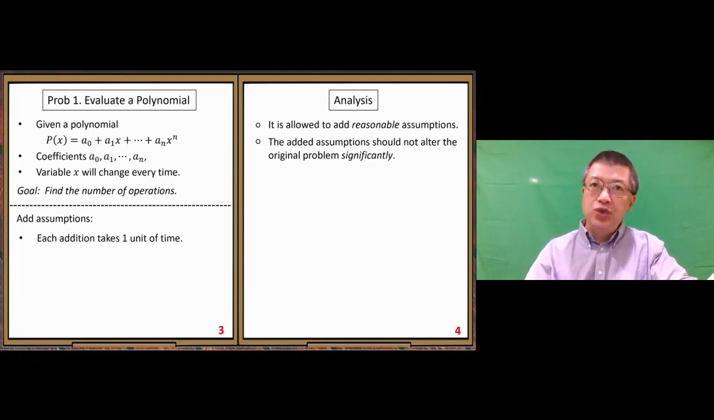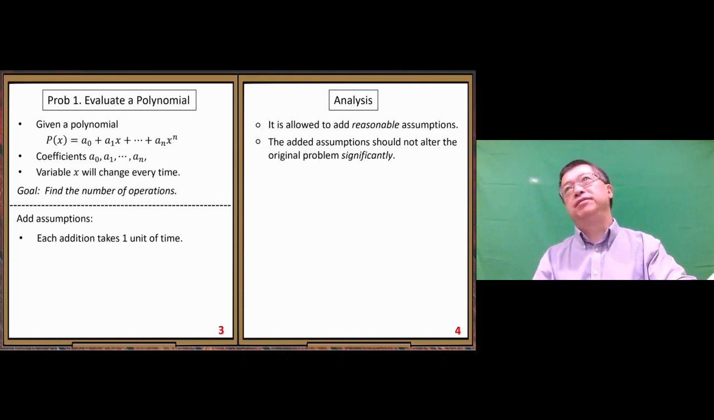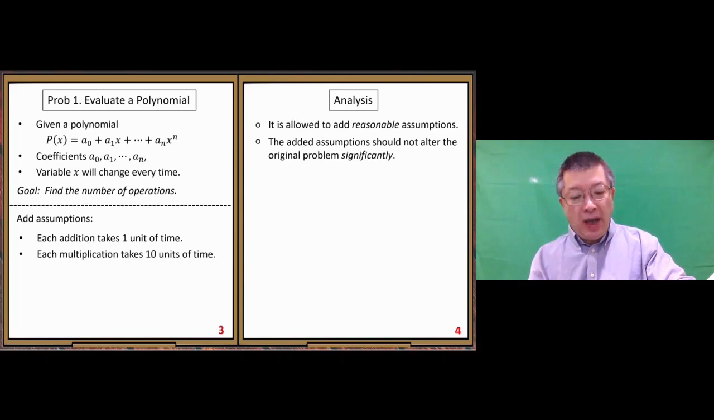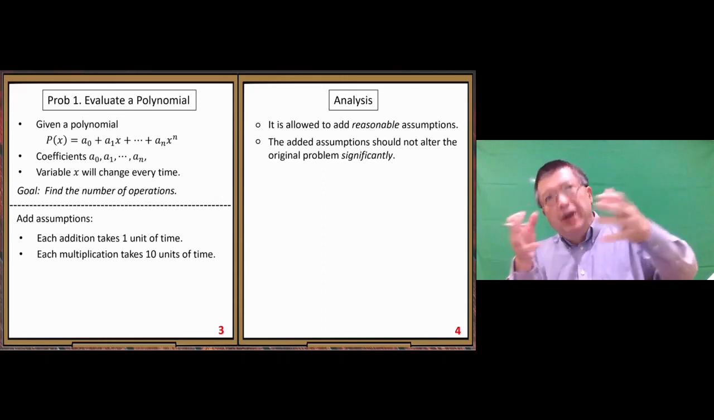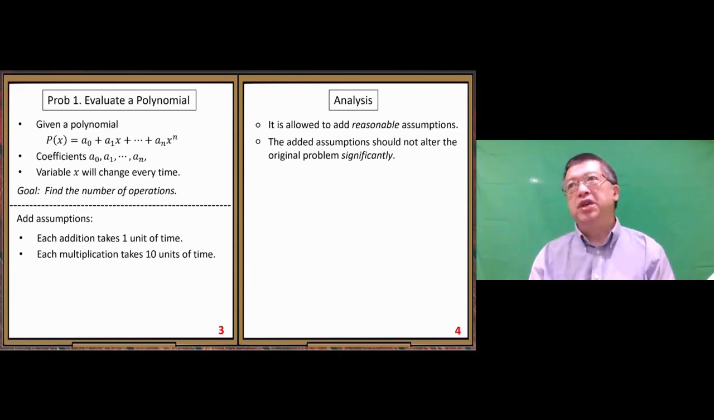First one, we assume each addition takes 1 unit of time for simplicity. The specific time may not be that important, just 1 unit. And each multiplication takes 10 units of time, 10 to 1 ratio. This assumption is reasonable because if people really look at the CPU, inside the CPU, approximately the ratio is like that, 10 to 1. We do not need a very precise ratio. An approximate ratio is fine.